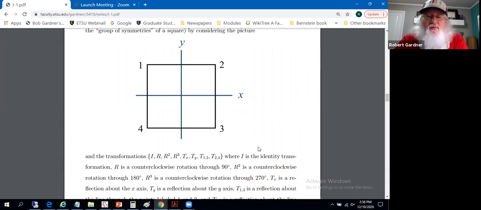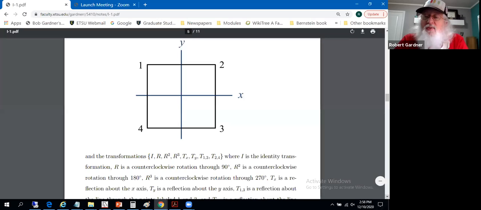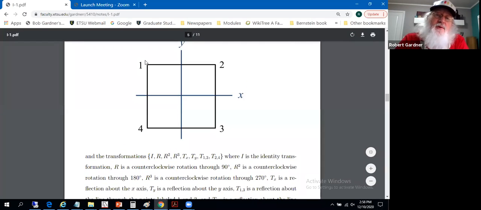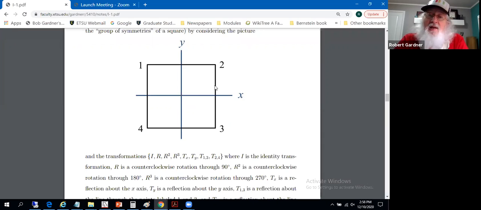And a couple of other reflections, T sub 1, 3 and T sub 2, 4. T sub 1, 3 is a reflection about the line through the points labeled 1 and 3. So we've got an axis of symmetry of the square that would go through this point, through the origin, and through that point. Applying a reflection about that line would leave 1 and 3, these corners, fixed, and would interchange the 2 and the 4.